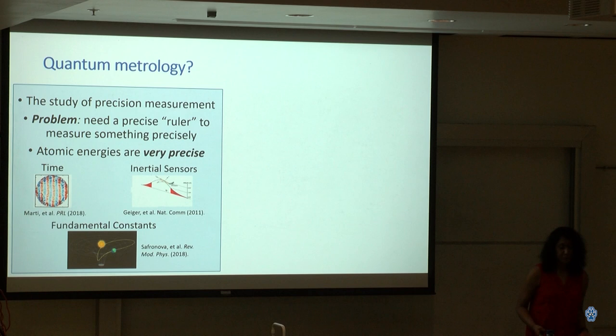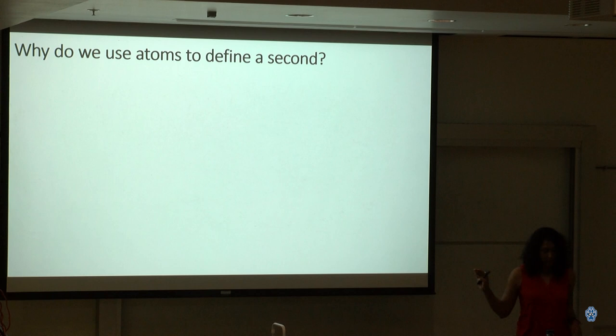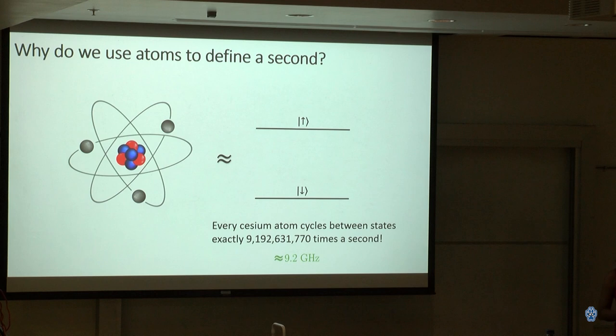We use atoms to define a second. And the reason we do that is that atoms have extremely well-known states that behave the same way every time, and they cycle between these states in a known way. Every cesium atom, for example, cycles between two states exactly 9,192,631,770 times a second. And this is our definition of a second. It's the time it takes for a cesium atom to do this.